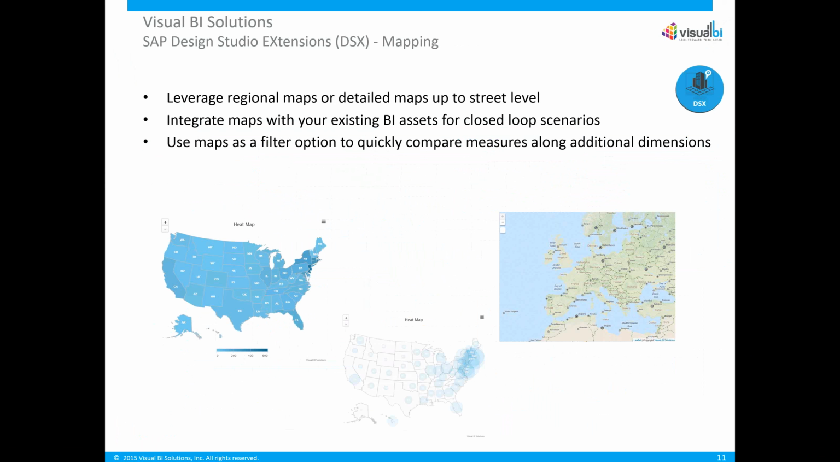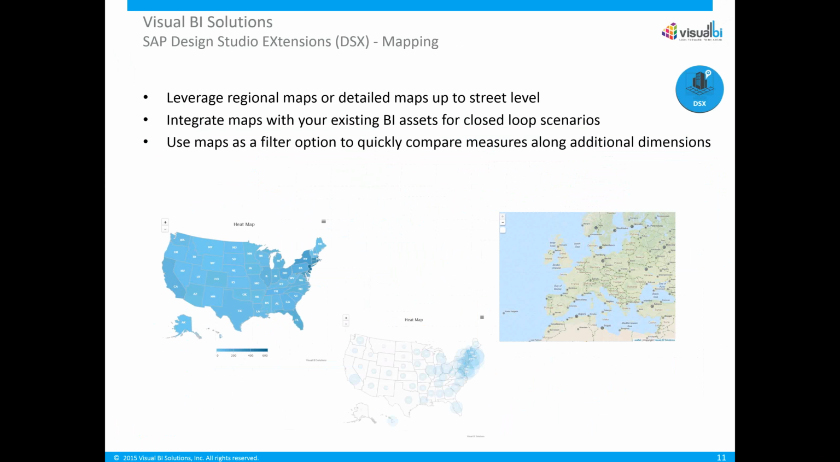The second part is our maps. Here you can see the different kinds of maps we offer. On the left, we can see a typical choropleth map showing the United States. You see a bubble map. You see more detailed maps on the right-hand side, which also allows you, and I will show that, to go down to street level.